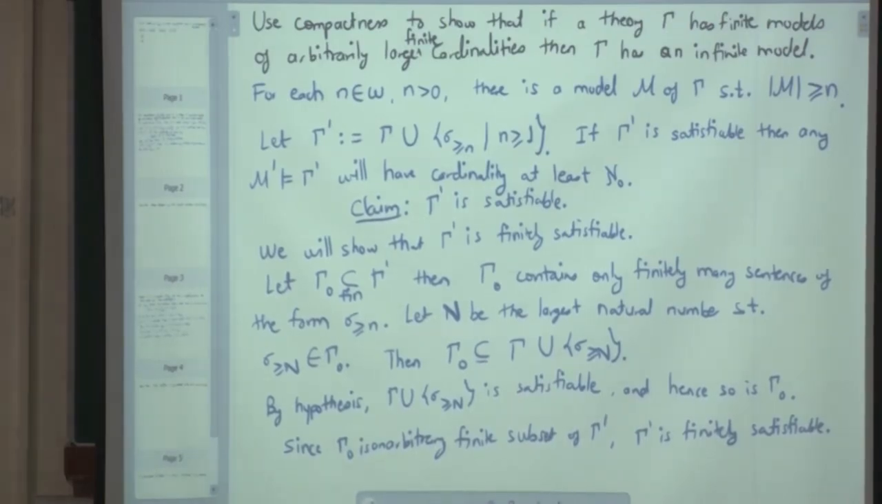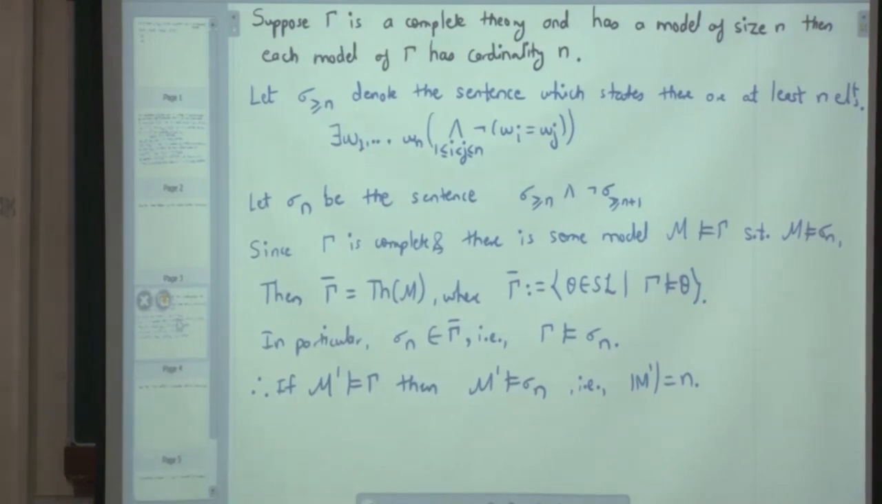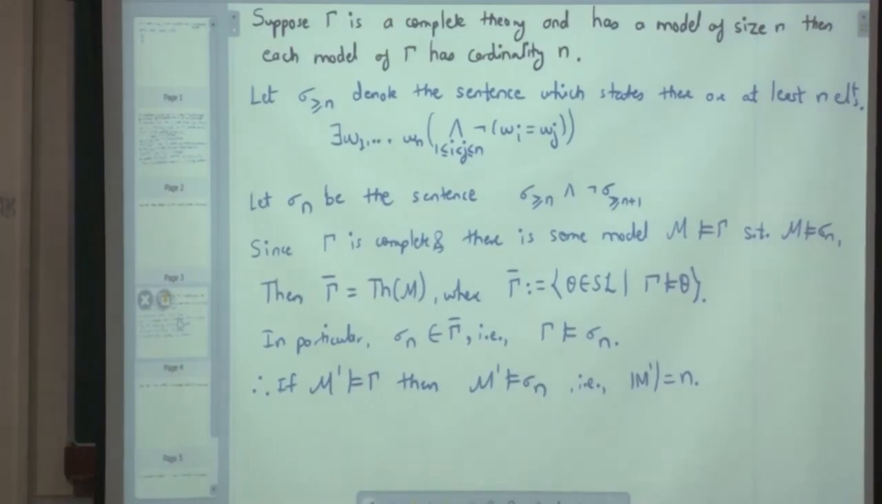So, actually this statement and this statement, yeah. Here if gamma is complete and has a model of size n, then in fact every single model of gamma is the same up to isomorphism. Yeah, so this is known as absolute categoricity.